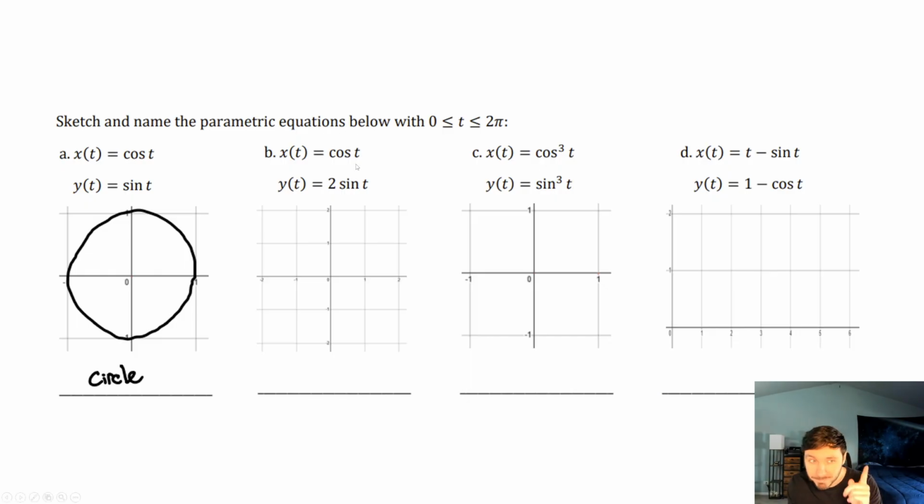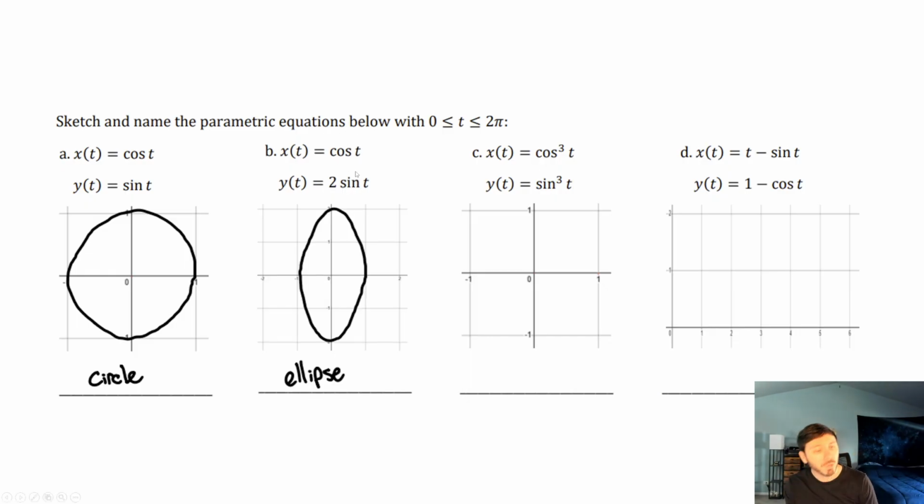What shape does that create? Think about that for b. 3, 2, 1. Creates an ellipse, right?